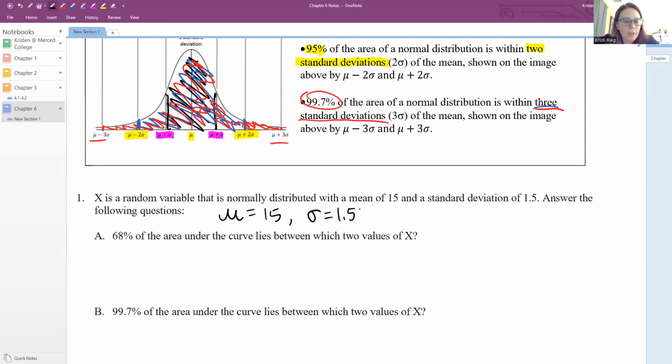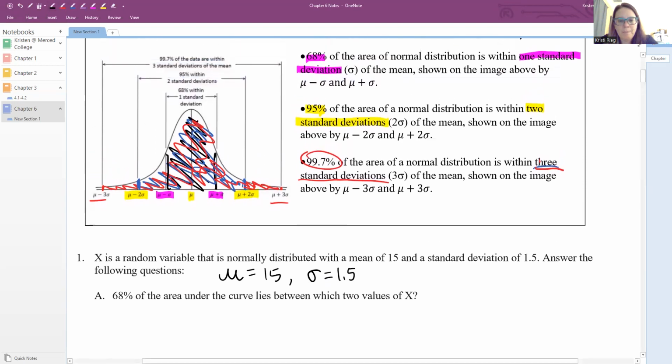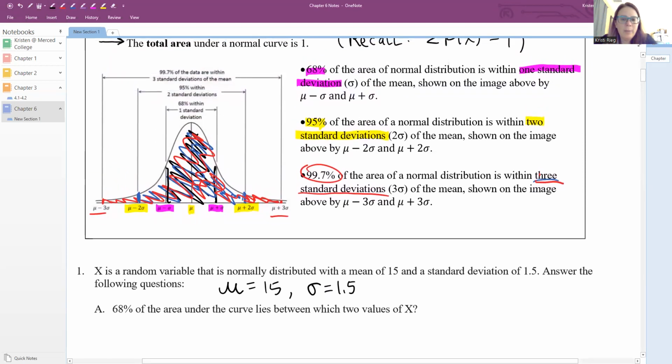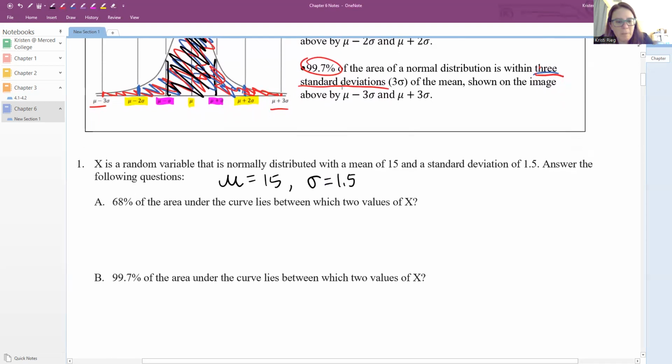Okay, so the first one says 68% of the area under the curve lies between which two values? Looking back up at the top, we see that 68% lies between mu minus sigma and mu plus sigma. I really need to stop highlighting this. I'm running out of colors. So mu minus sigma will be the smaller value and mu plus sigma will be the larger value.